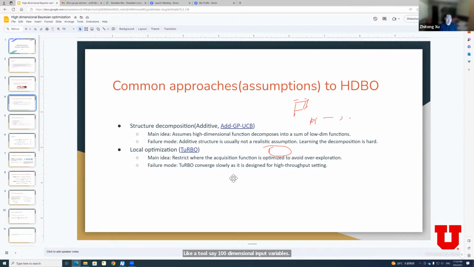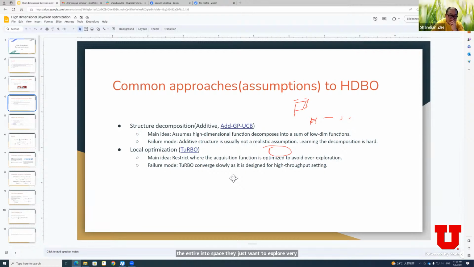Yeah, so that's why in the more recent papers, they always have better results than Turbo. I think the intuition here is that since the input is high dimensional, using a standard GP to model the high dimensional outputs is poor, so they don't want to compute the acquisition function over the entire input space. They just want to explore a very small region instead.